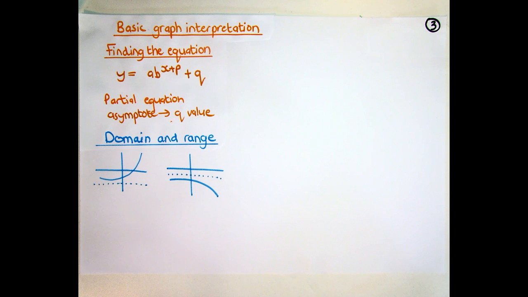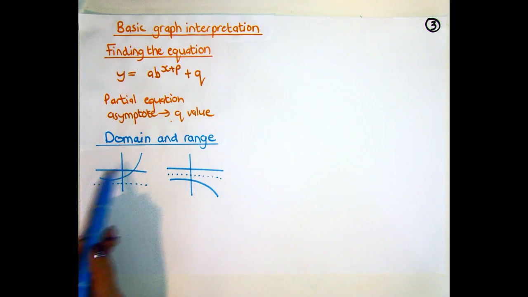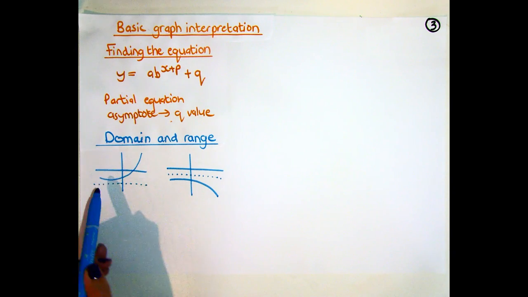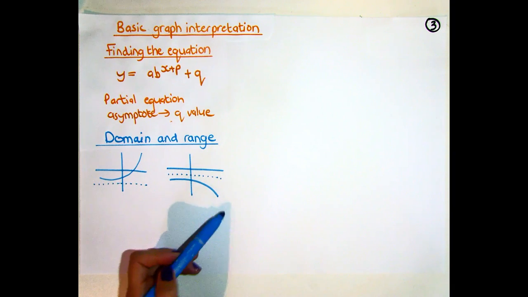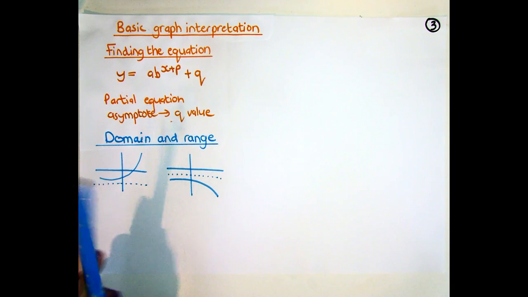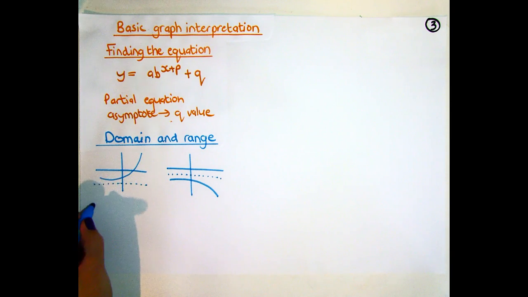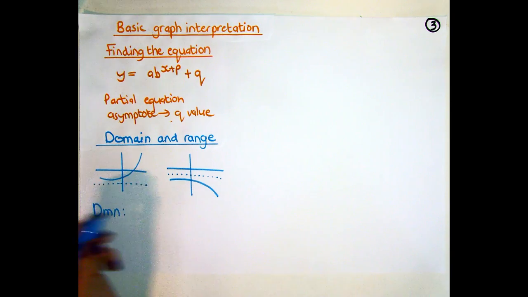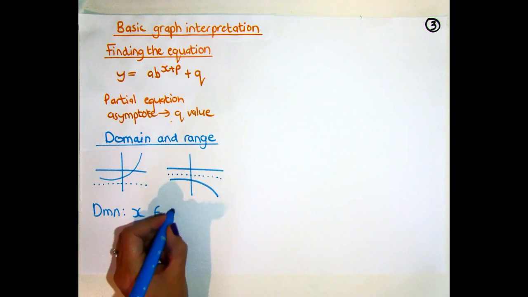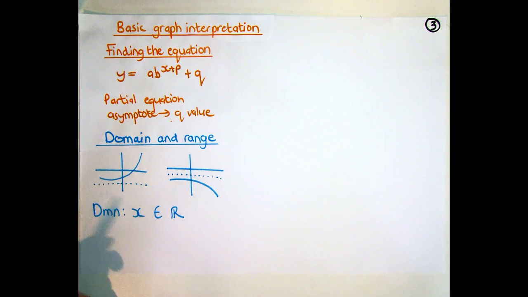The domain and range are relatively straightforward concepts for the exponential function. You can see here that with two graphs that have different asymptotes, one is increasing, one is decreasing, they both go infinitely left and infinitely right. So that means that the domain is going to be x as an element of real numbers, or x can be anything from negative to positive infinity for all exponential functions.